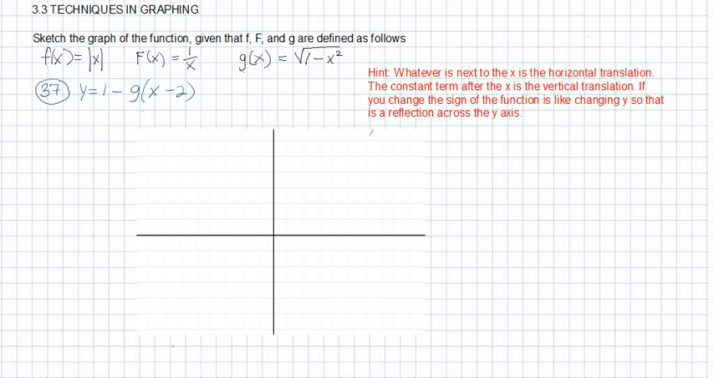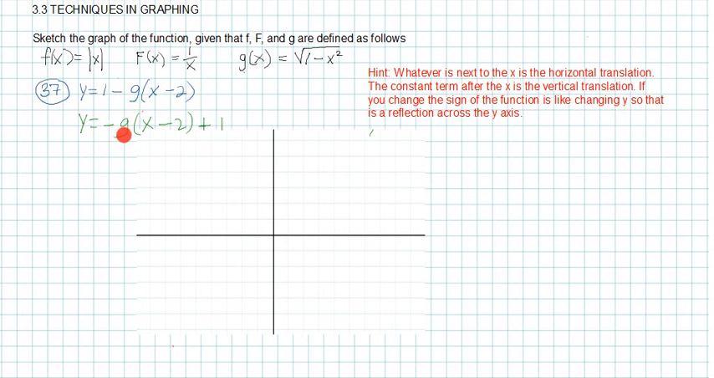Okay, don't get too confused on this one. So in order to avoid the confusion, I can rewrite this one as minus g(x minus 2) plus 1, just to identify the portions.